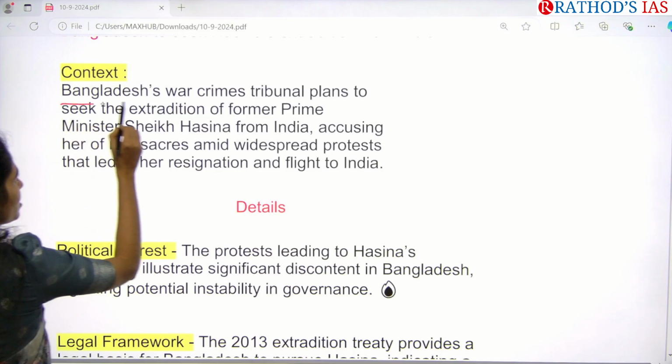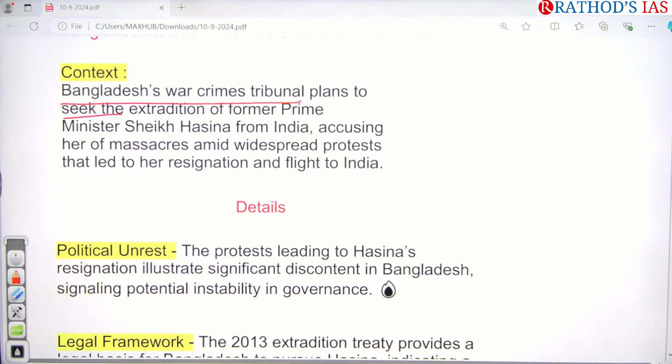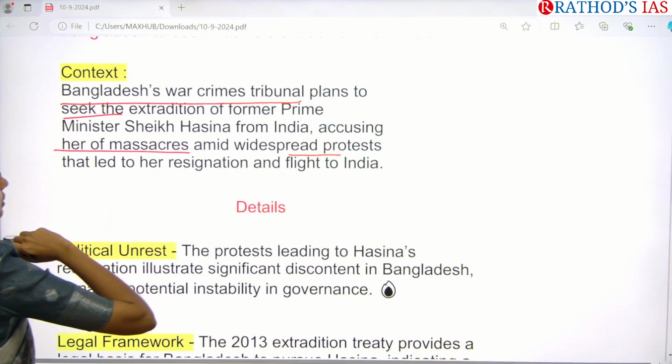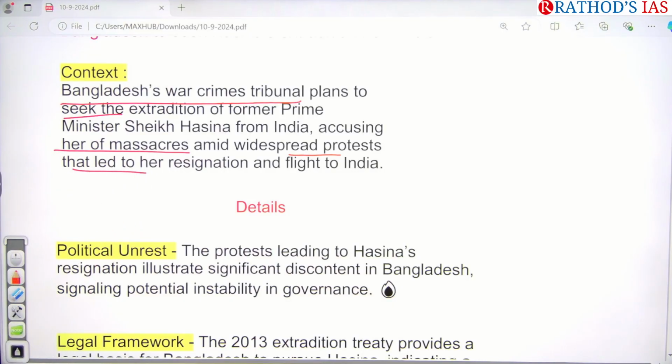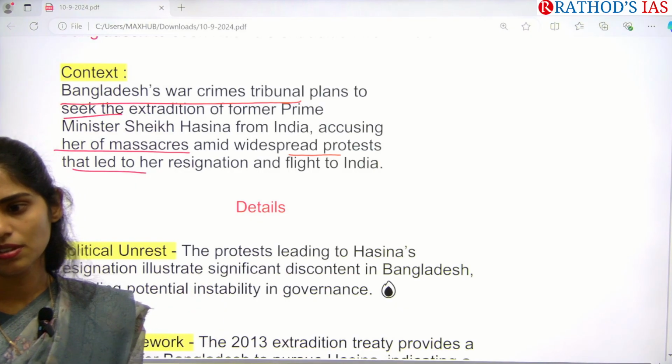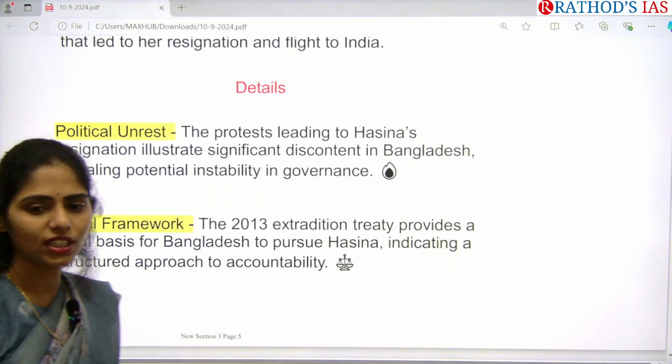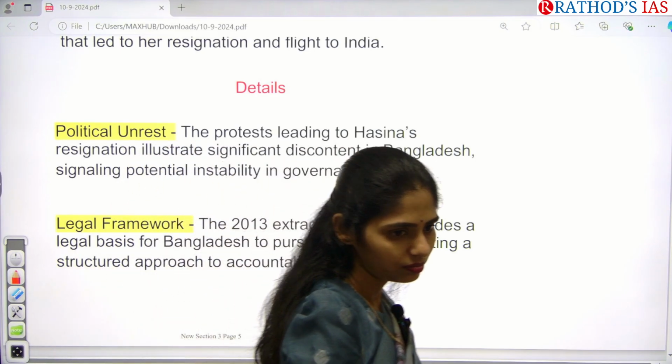Bangladesh War Crimes Tribunal plans to seek the extradition of former Prime Minister Sheikh Hasina from India because she has been accused of massacres. Finally she resigned from the PM post and fled to India because of this. Now the Bangladesh War Crimes Tribunal is asking India to send her back to Bangladesh. So what are the things you can get from this article? What are the key points you have to understand?